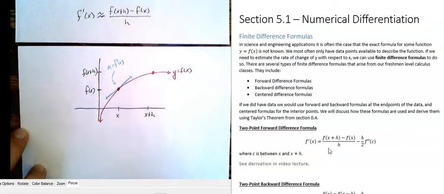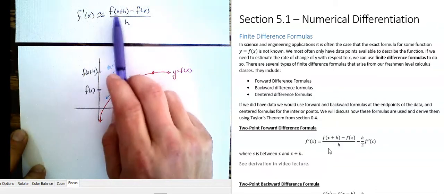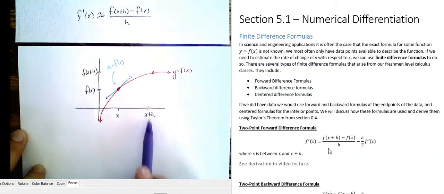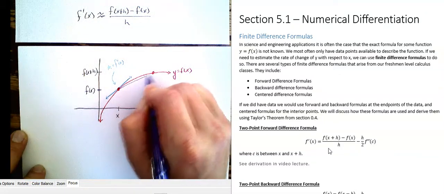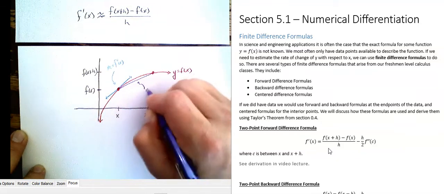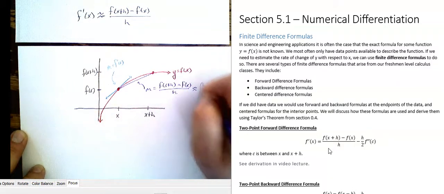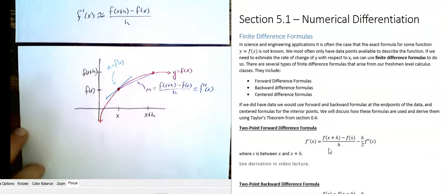So what we're doing is using this secant line, so that's what this formula is, right? So this is the change in y, y2 minus y1 over x2 minus x1. Well, x plus h minus x is simply h. So we're utilizing the slope of this secant line here. The slope of this line is f of x plus h minus f of x over h, which is approximately equal to f prime of x. So these two slopes are approximately equal to one another.